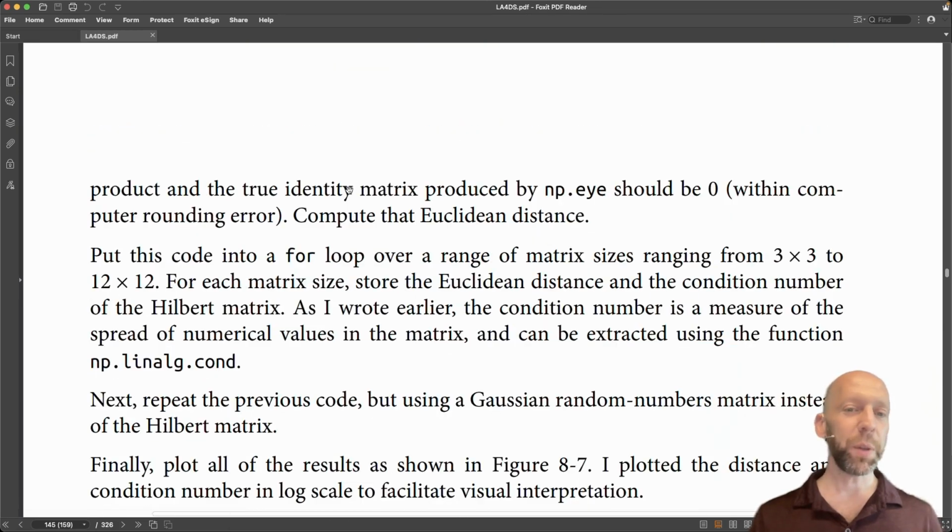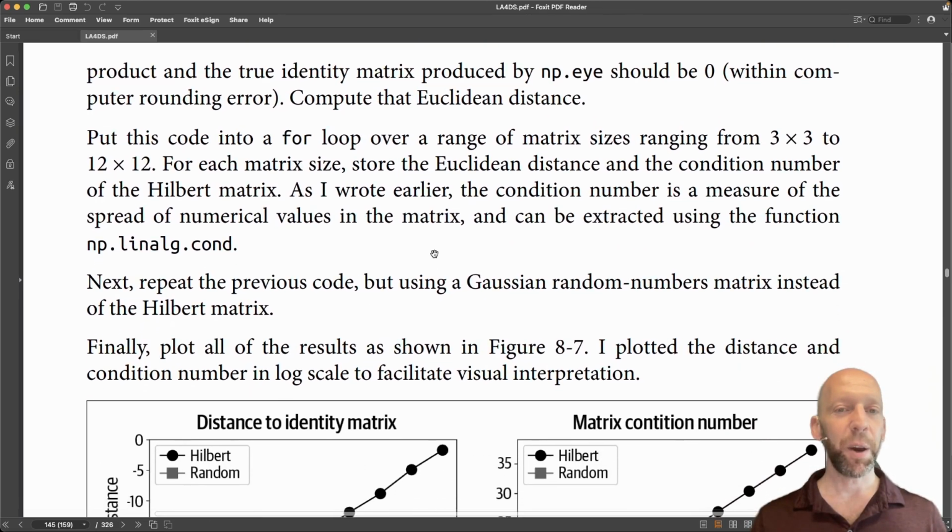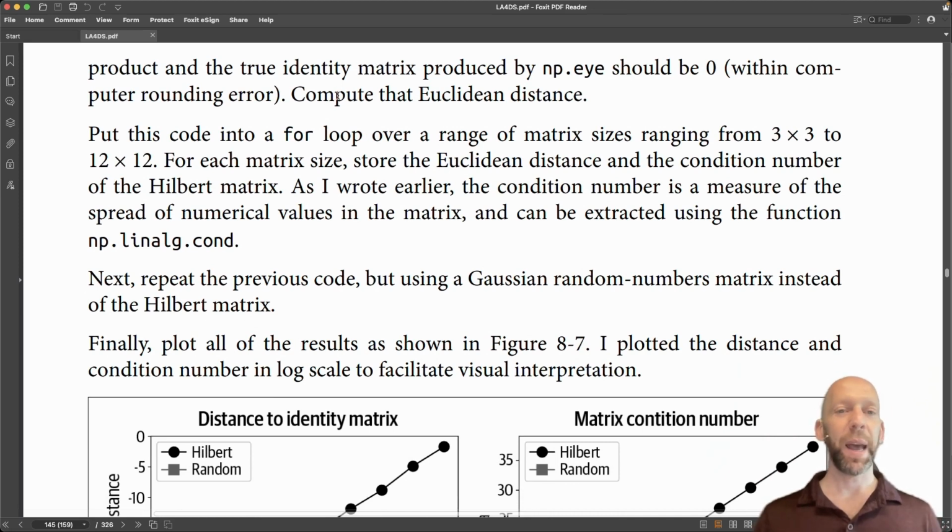Okay, compute that Euclidean distance, and then take the code that you wrote here and put it into a for loop to range from matrix sizes going from a 3 by 3 Hilbert matrix to a 12 by 12 Hilbert matrix. Now, keep in mind that a 12 by 12 matrix is, if you're doing linear algebra computations like the inverse by hand, a total nightmare. But for applied linear algebra, 12 by 12 is really small. That's really not a very big matrix.